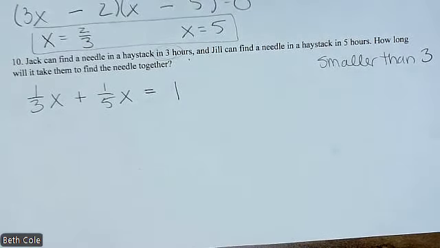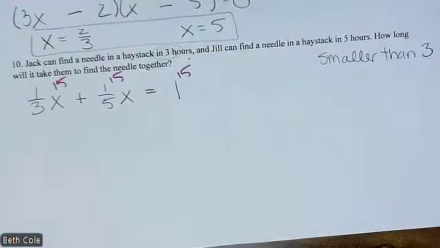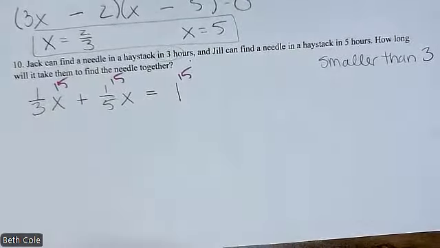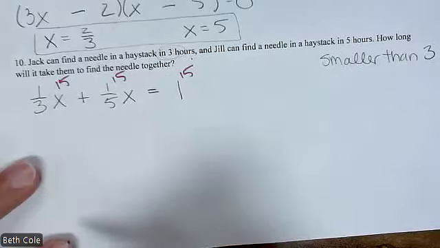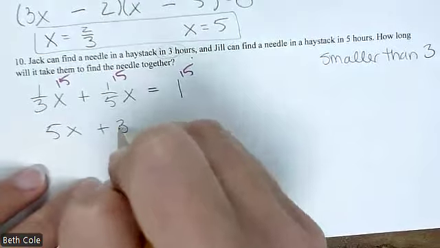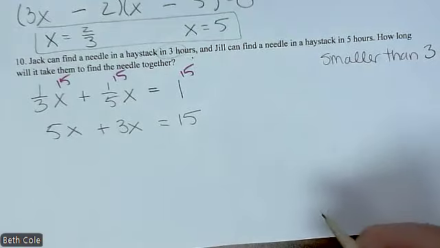So this actually doesn't have any troublemakers because we ended up with no x's in the denominator. But we do still need a common denominator. What is your common denominator? 15. You're going to multiply 15 to everybody. Do you guys understand how she got 15? 5 times 3. Okay. So what do you get here? 1/3 of 15, so 5x, plus 3x equals 15. 1 times 15 is 15.